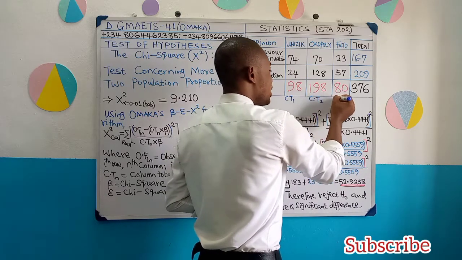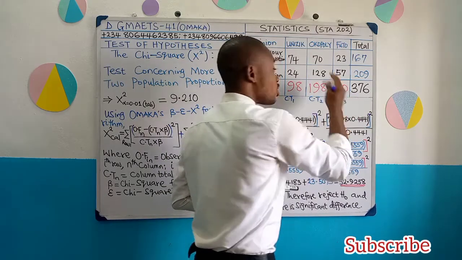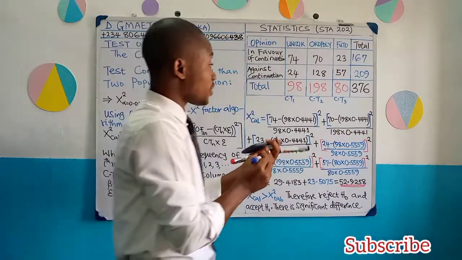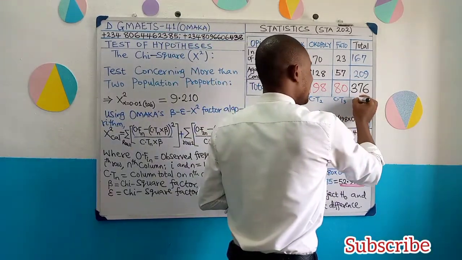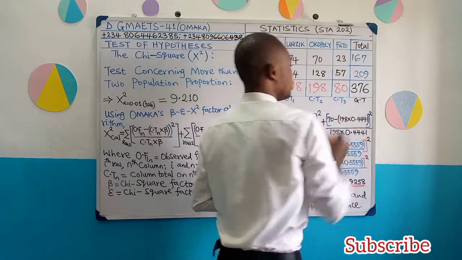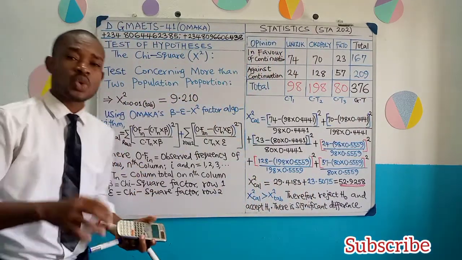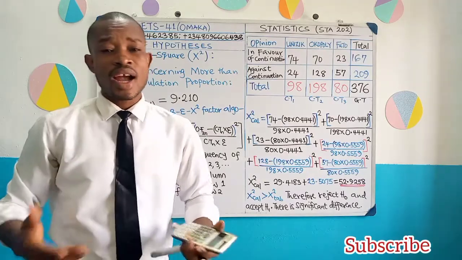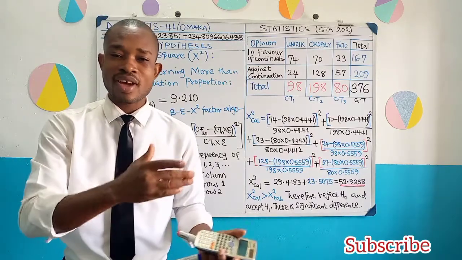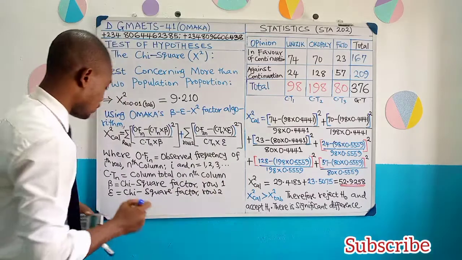CT2, CT3, that is column total 1, column total 2, column total 3, and then here I'm going to write grand total. Good. Having done that, let us now come back and obtain our chi-square factor for the first row and chi-square factor for the second row, beta and epsilon respectively.